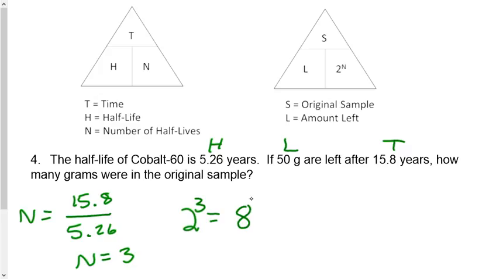Okay. So now I need to go over to my other triangle. So this allows me to go from the triangle here to the triangle over here. Now let's see, what am I solving for again? Oh, the original sample S. So I go up here, I cover over S. It tells me take L times 2 to the nth. Okay, so let's go ahead and do that. So I need to find S. L is 50, my final grams, that is, multiplied by 8. And that's going to equal 400. And again, I'm looking at grams as my unit, so I put a G there. So that's my original sample this time.